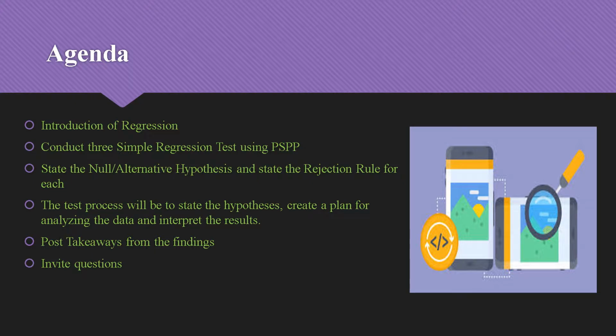Our agenda is first an introduction of regression. We will conduct 3 simple regression tests using PSPP. We'll state the null and alternative hypothesis and state the rejection rule for each. The test process will be to state the hypothesis, create a plan for analyzing the data, and interpret the results. Finally, we'll post takeaways from our findings and from the presentation, and we will invite questions.